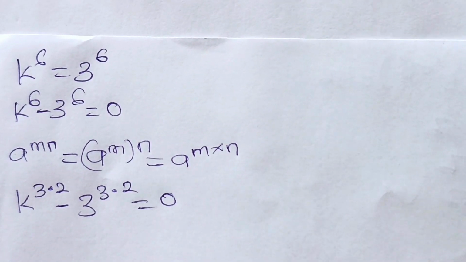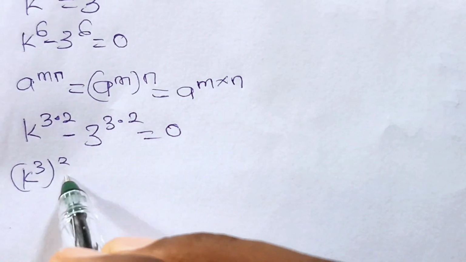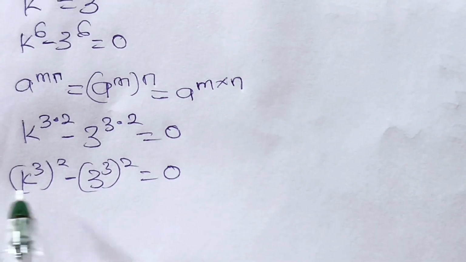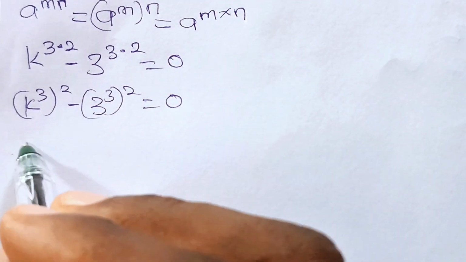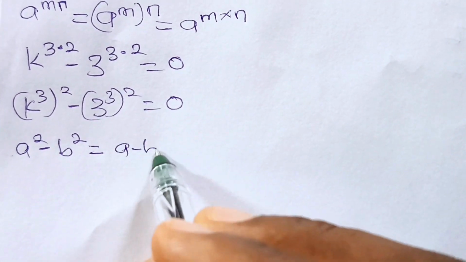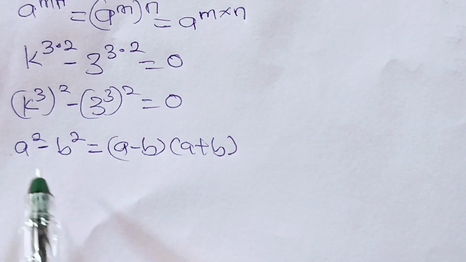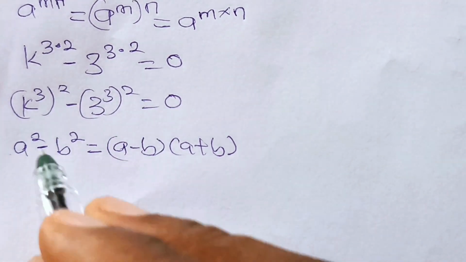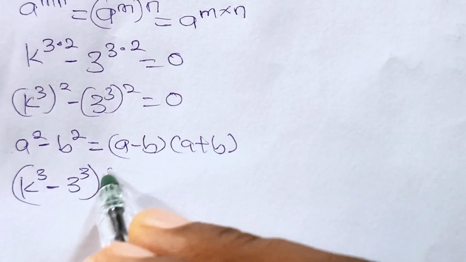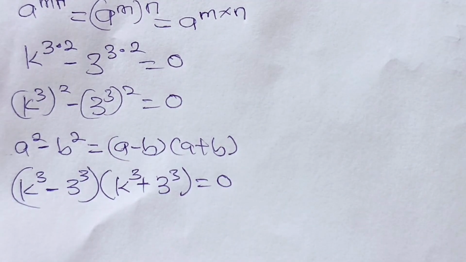Now let me put them in this form because I want to form a difference of two squares. So I can now write k to the power of 3 squared minus 3 to the power of 3 squared is equal to 0. Now we have a difference of two squares, which states that a squared minus b squared is equal to a minus b multiplied by a plus b. That simply means that we can express this as k to the power of 3 minus 3 to the power of 3 multiplied by k to the power of 3 plus 3 to the power of 3 is equal to 0.